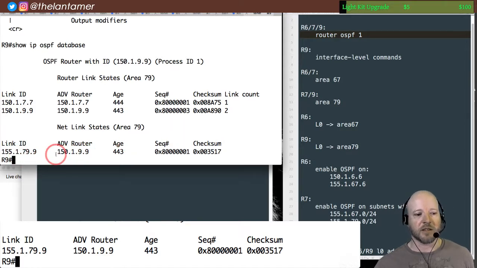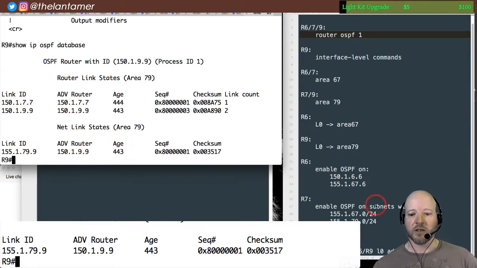okay, I understand. The reason is because both router 7 and router 9 are advertising this network, right? And to get to it, I have to go through router 9. Router 9 is the designated router. So if I'm on router 7 and I need to get to this network, I would go through router 9 because he is a designated router.